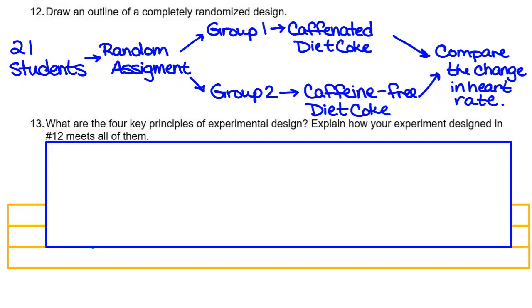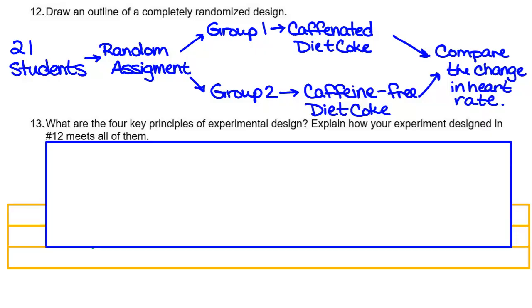All right, so on page 30, we left off here with number 13. What are the 4 key principles of experimental design? What'd you say? Comparison is one of them. What is another key principle?